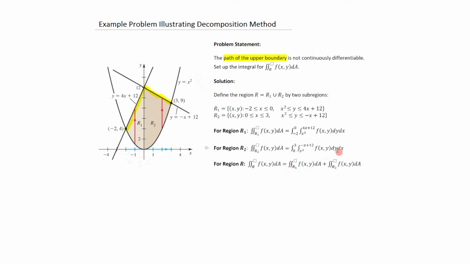And the integral is with respect to y, which would be from this line, which is minus x plus 12, to the lower line, which is x squared. Again, just to reiterate, this has to be larger than this, and this has to be larger than this. I'm not going to do the integrals. You can do them yourselves. F is not given anyways. But if you want the total integral of this function over this region, you just take the sum of the integral over region 1 and the integral over region 2, and that's equivalent to the integral over the full region.